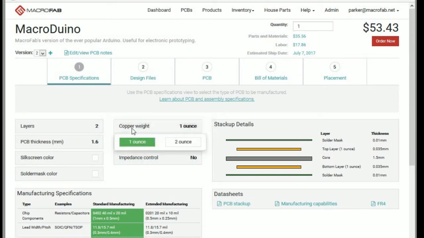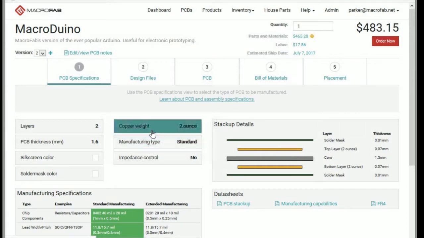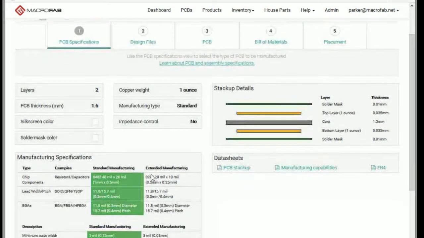Yeah, and it's the same thing with copper weights. If you go to 2 ounce, it's going to jump up your price quite a bit. Yep, definitely. Okay, that's great. So what else were you thinking?